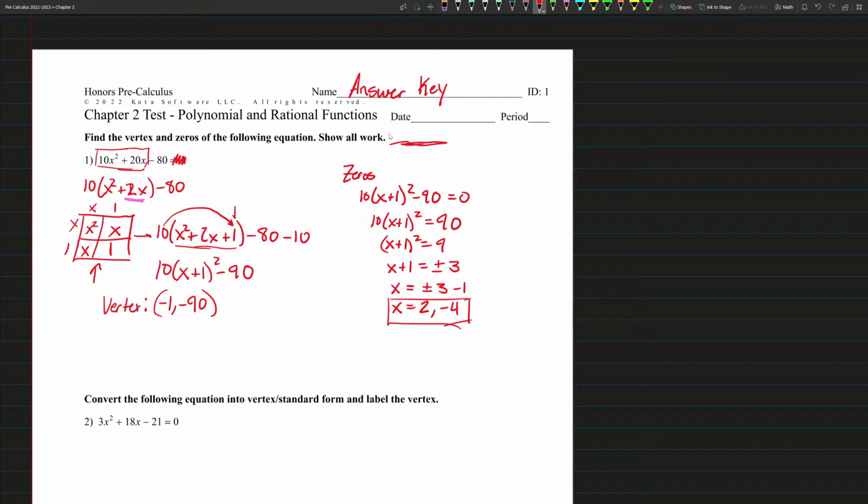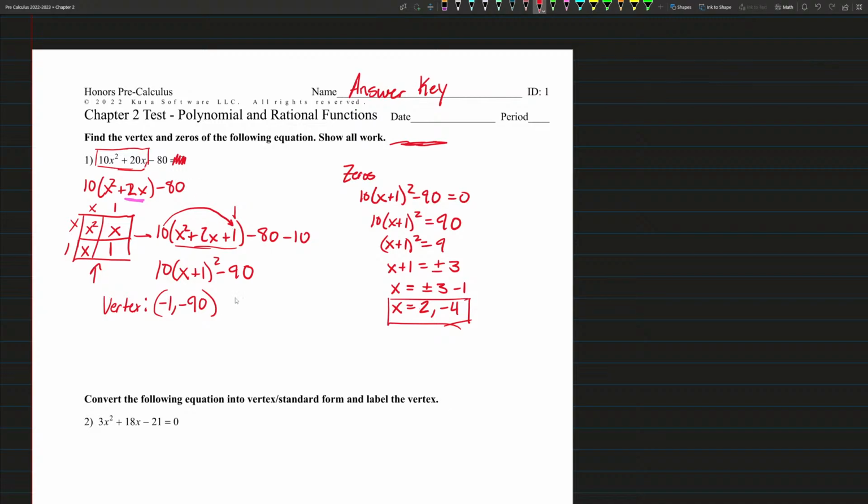Bunch of different ways to do it. Again, you could try and factor that, x squared plus 2x minus 8. I think we should be able to do that. And then we could also use the quadratic formula. We could also do negative b over 2a to find the vertex. A whole bunch of different options. Just know what you're doing. So whatever option you feel most comfortable with, I don't care for number 1. I just want you to be able to do it.